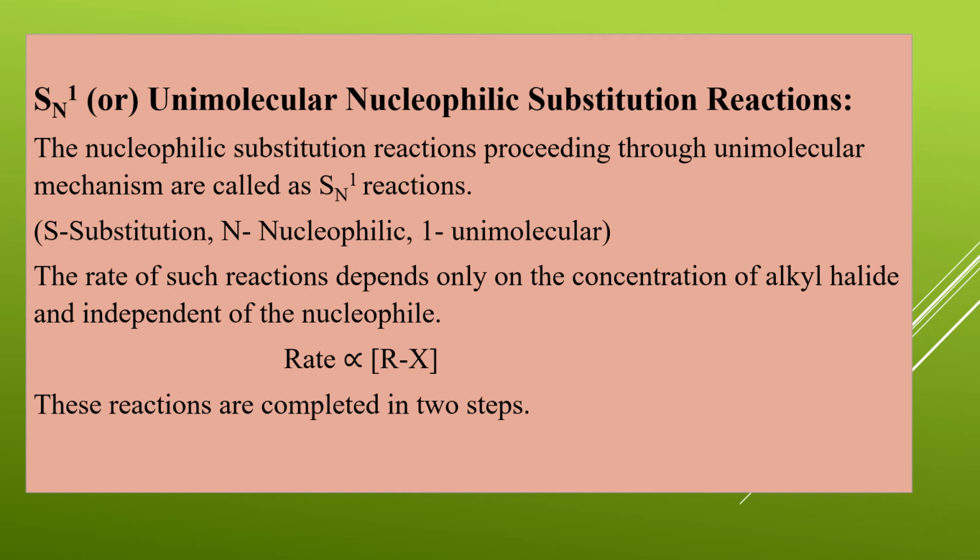Students, you understood now what SN1 reaction is? SN1 is also called unimolecular nucleophilic substitution. So what is S? Substitution. What is N? Nucleophilic. What is 1? Unimolecular. So the rate depends only on the concentration of alkyl halide, and these reactions take place in 2 steps. So let us see what those 2 steps are.